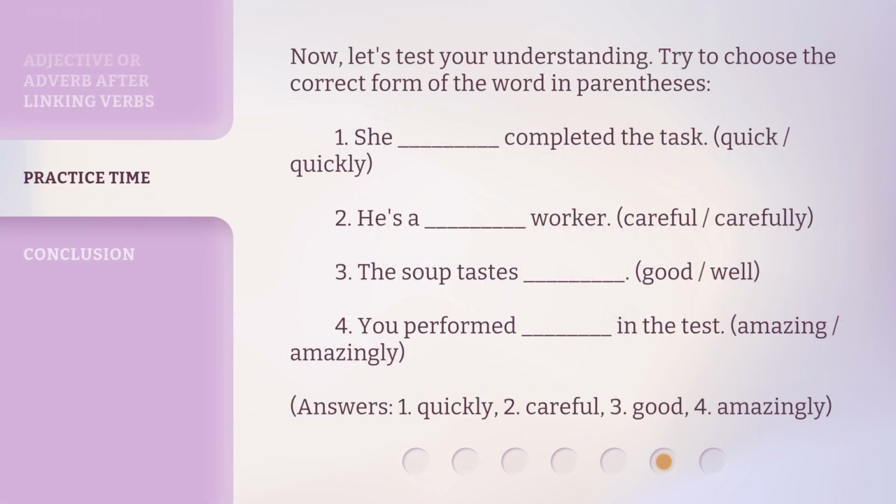Now, let's test your understanding. Try to choose the correct form of the word in parentheses. 1. She, blank, completed the task. Quick, quickly. 2. He's a, blank, worker. Careful, carefully. 3. The soup tastes, blank. Good, well. 4. You performed, blank, in the test. Amazing, amazingly. Answers. 1. Quickly. 2. Careful. 3. Good. 4. Amazingly.